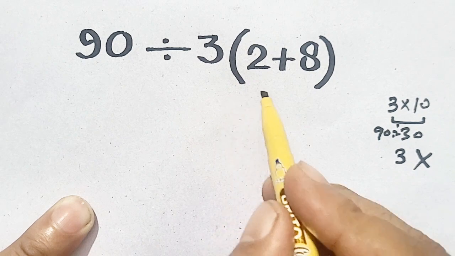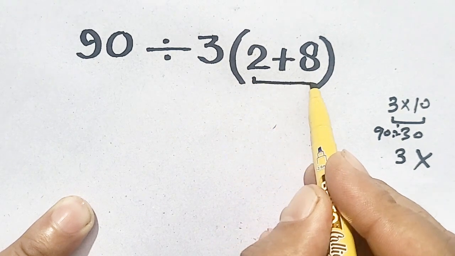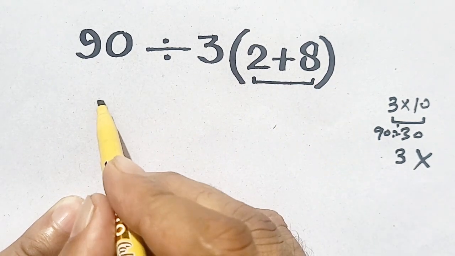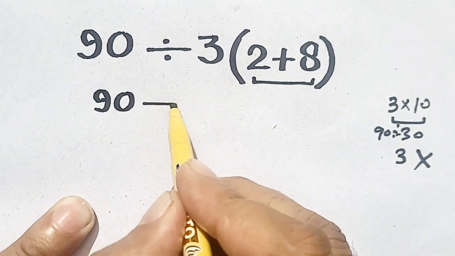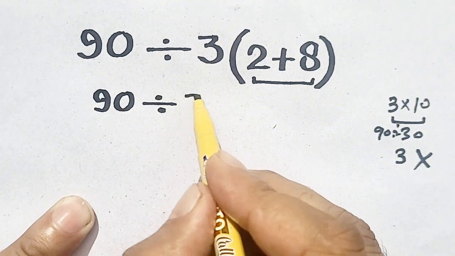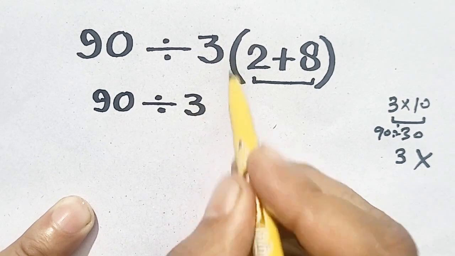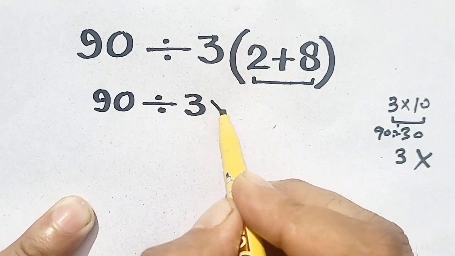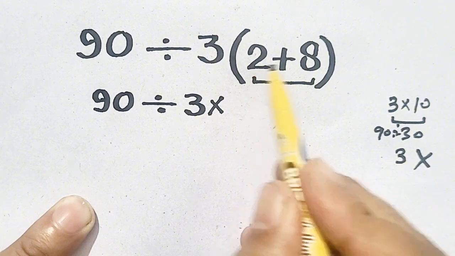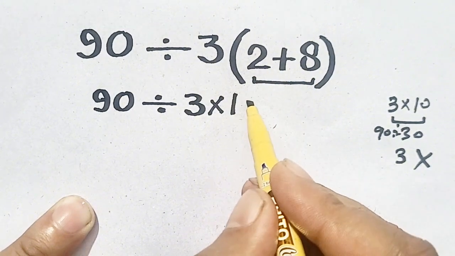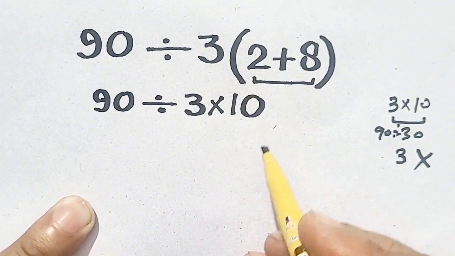So first of all, we have to solve this parentheses. So we will get 90 divided by 3. Here there is no sign, so we will put a multiplication sign. 2 plus 8 will be equal to 10.